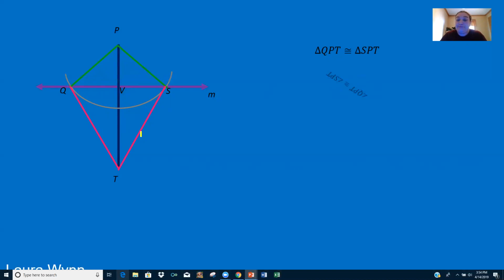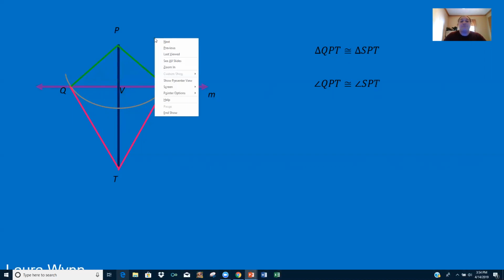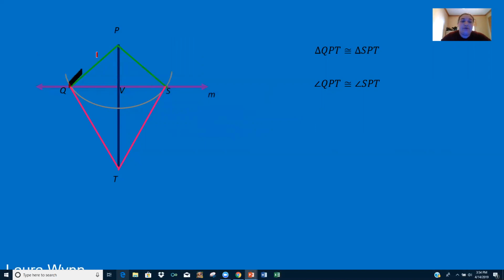Okay, so our next one, I want to know if angle QPT is congruent to angle SPT. So let's see. Maybe change our color so maybe we can see it better. Let's go with this dark gray. Okay, so QPT goes all the way down, and then SPT.